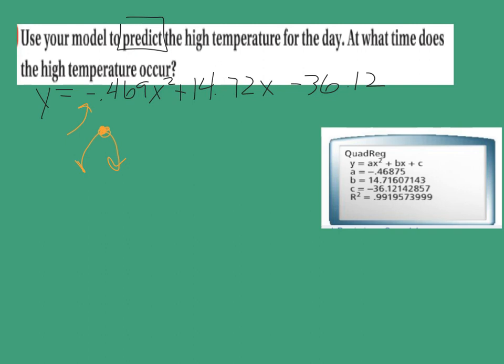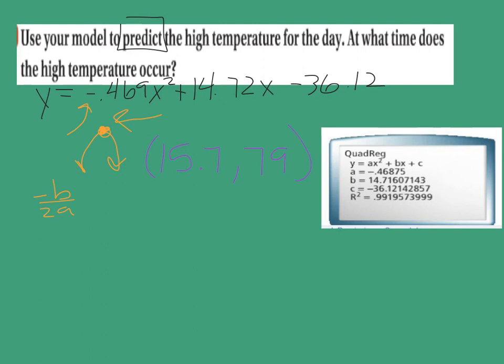So if I were to predict the high temperature, I would have to figure out what the vertex is. When you're figuring out this vertex, you can either use a graphing calculator or you could use our negative, or opposite, b over 2a to help you. So either way you want to use the graphing calculator or the equation, you would get your vertex at about 15.7, 79. So what does this actually mean?